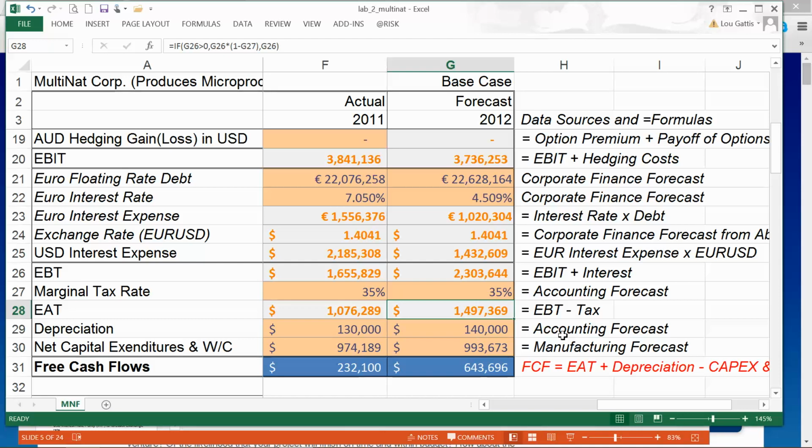You forecast from accounting $140,000 of depreciation, so we add that back. We then subtract CapEx, which you get from manufacturing, and there you have your free cash flows, which are your profits, add back depreciation, and subtract working capital and CapEx.